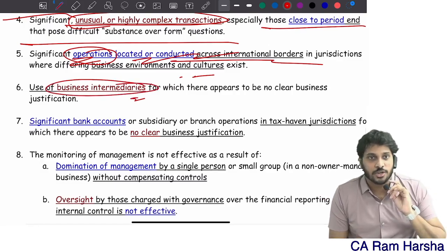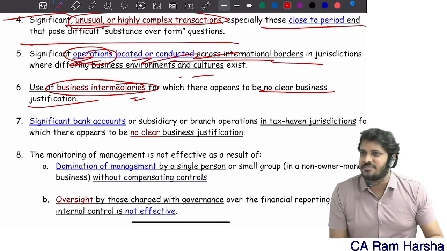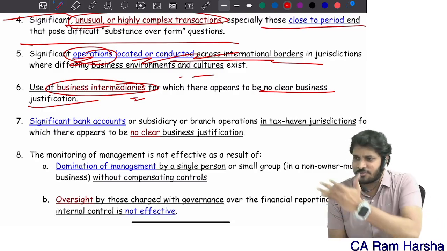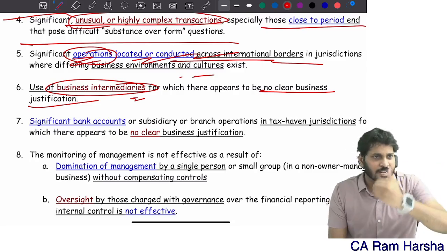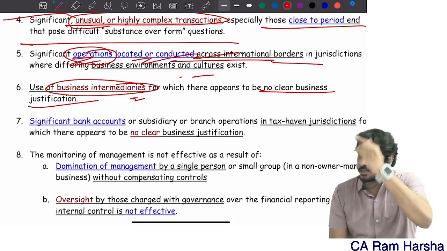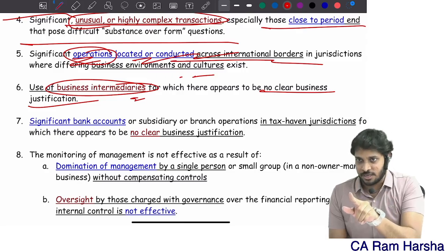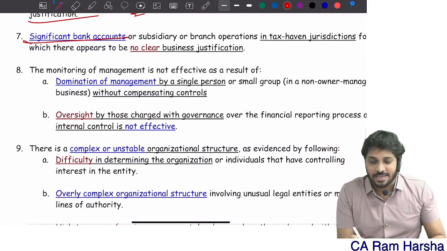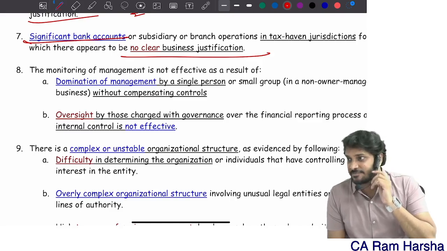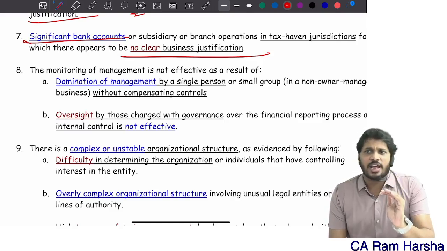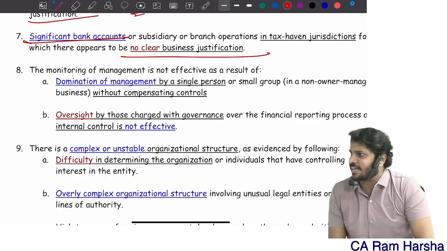Business intermediaries you are using where there is no clear business justification. Why the intermediary? You could have directly purchased their shares, no. You could have directly purchased the goods from them, no. Why are you using intermediaries? Something is fishy. Getting it? Significant bank accounts where there is no clear business justification. You're having so many bank accounts in so many tax haven jurisdictions.